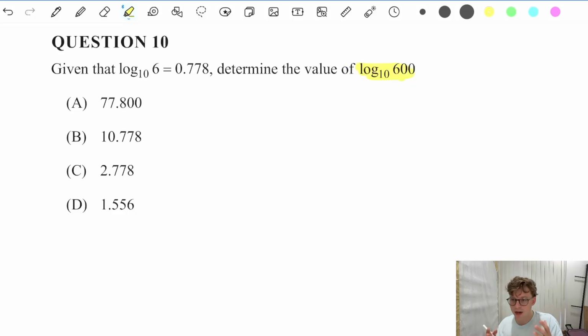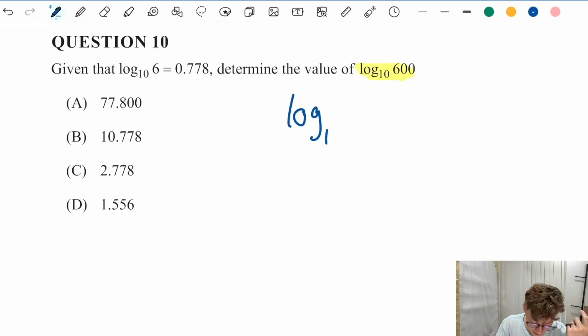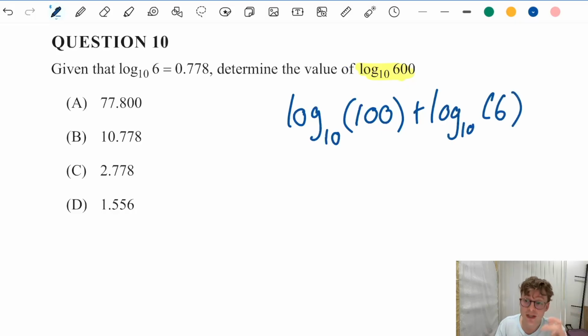The most straightforward way, just looking at the problem, is breaking up into two numbers that multiply to give 600, where one of those numbers is going to be 6. So if I split this into log to the base 10 of 100 plus log to the base 10 of 6, you can see if I use my log laws, 100 times 6 gives 600. I've got log to the base 10 of 6 here, which I know the answer to, and more importantly, I have log to the base 10 of 100, which I know the answer to without needing a calculator.